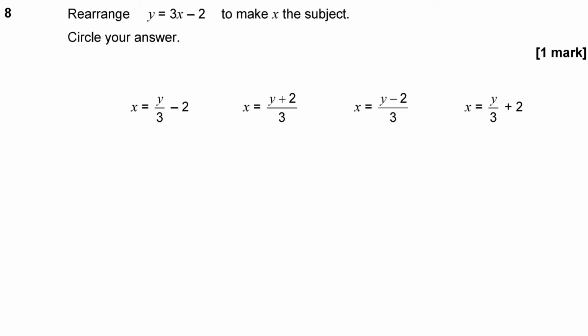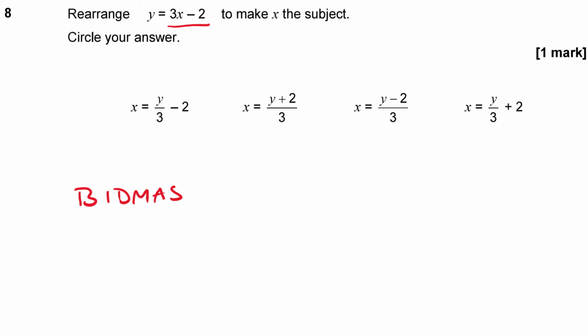Question 8. Rearrange y is equal to 3x minus 2 to make x the subject. Now, when we're rearranging formulae, we're kind of unwinding our expression, aren't we? We're moving everything from one side over to the other side of the equal sign. If you knew the value of x and you wanted to evaluate this expression, so if x was 3, for instance, I'd multiply it by 3 and I'd subtract 2. So I'd do the multiplication first, and then the subtraction, because the rules of BIDMAS tell me: brackets, indices, division and multiplication, and then addition, subtraction.